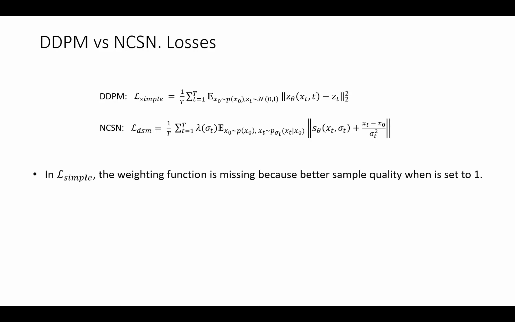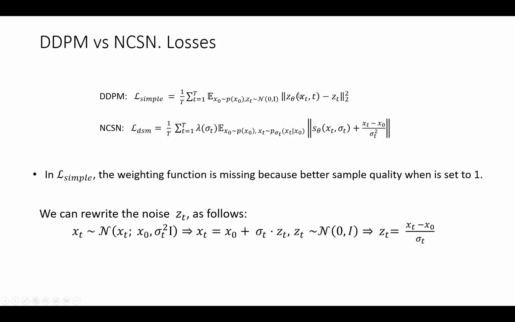So now, the weighting function: in L simple, we don't have a weighting function, and they have done experiments. If you just use one, it's better as compared to using a weighting function. So therefore, now we want to relate these two objective functions, and we can say basically they are doing the same thing. So let's look at ZT, okay? Because ZT was the objective, the kind of ground truth, which this network was estimating as Z theta.